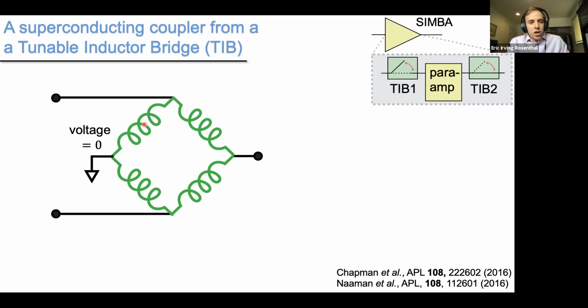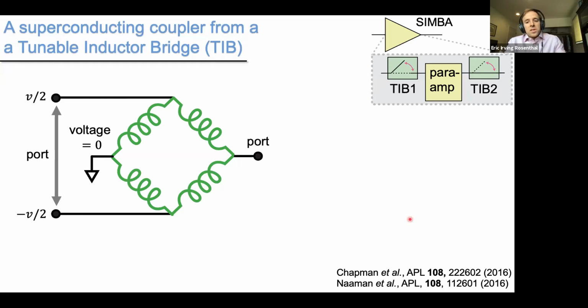This bridge has 4 nodes, sort of east, west, north, south, but the TIB has 2 ports. One port couples differentially to the bridge, to the north and south node. The other is connected to the east node of the bridge. And finally, the west node is grounded.